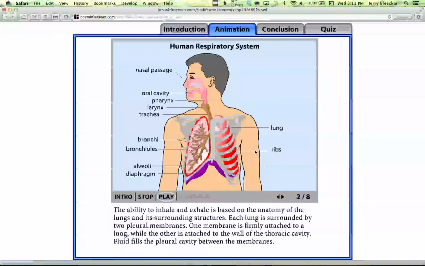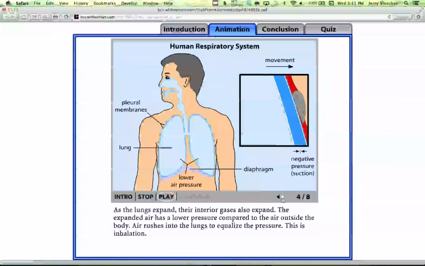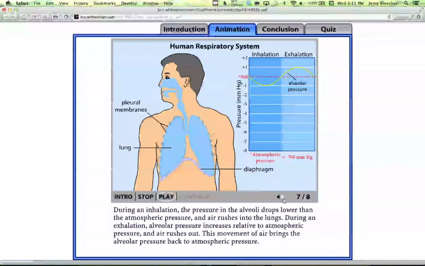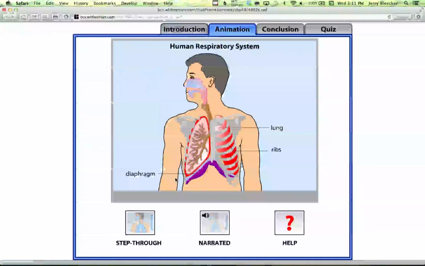But when we breathe, move past some of the details here. When we breathe, in order for our lungs to fill, the diaphragm at the bottom moves down. Let's see if we can get it there. It's not my favorite animation. The diaphragm moves down, and the lungs fill. What happens is when our diaphragm, that muscle, contracts, it pulls air in, and our lungs expand. And then when the diaphragm relaxes like this, it pushes the air back out.